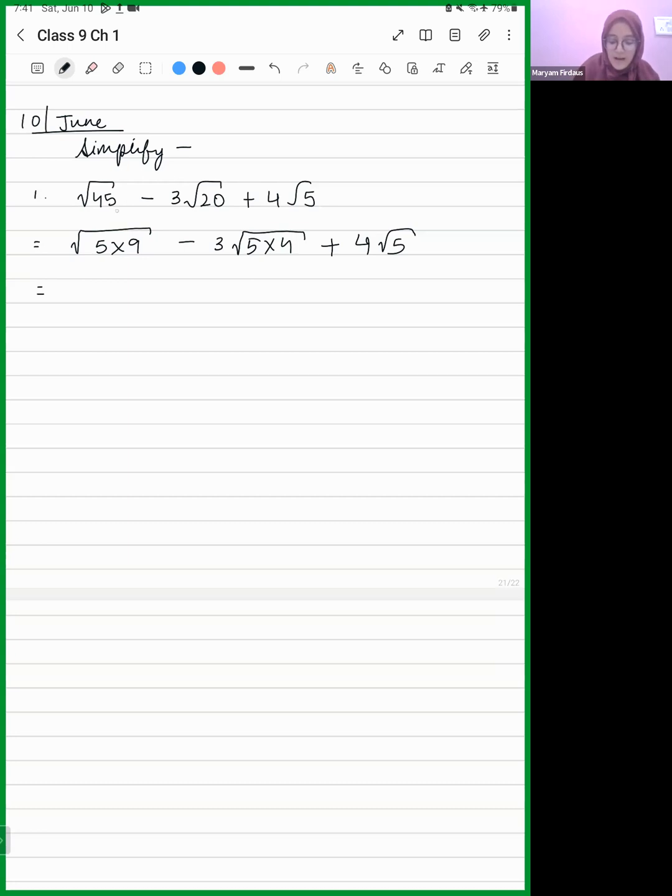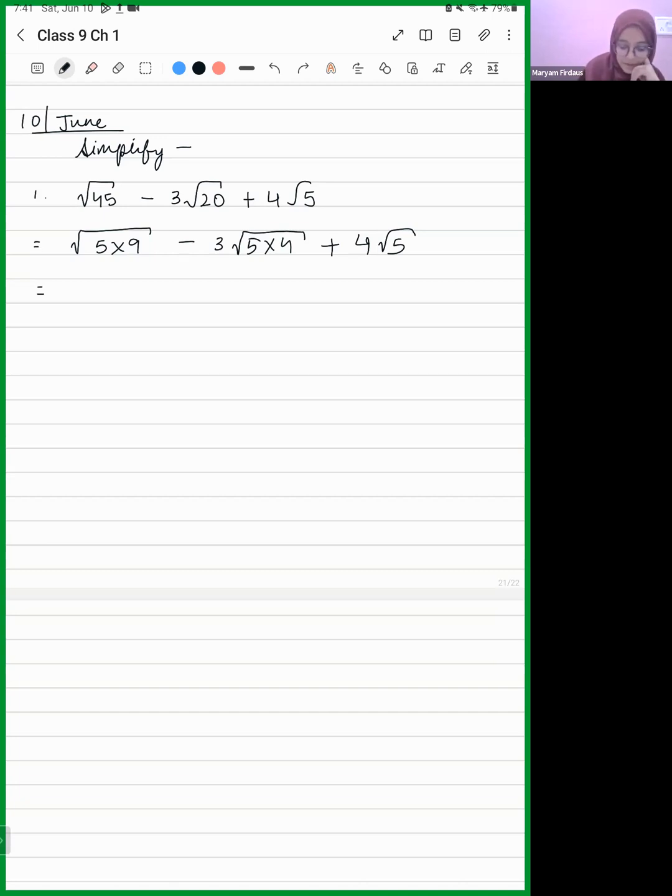Right now, this 5 is associated with another number. It has 9 with it. So can we first take the 9 outside? Yes, ma'am. Okay. So when we take it outside, what does it become? 9 root 5. It becomes 9 root 5. Now we take 9 out, right?